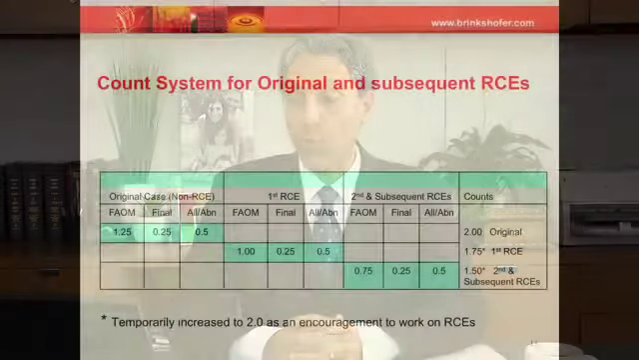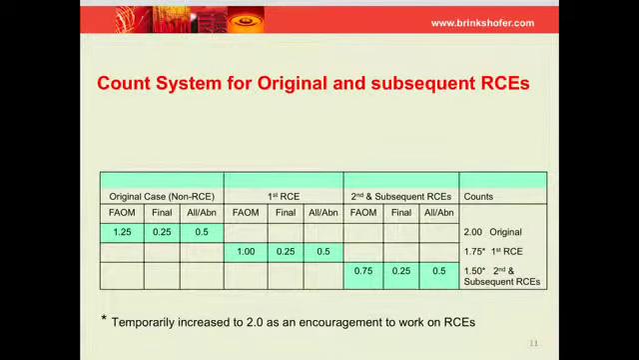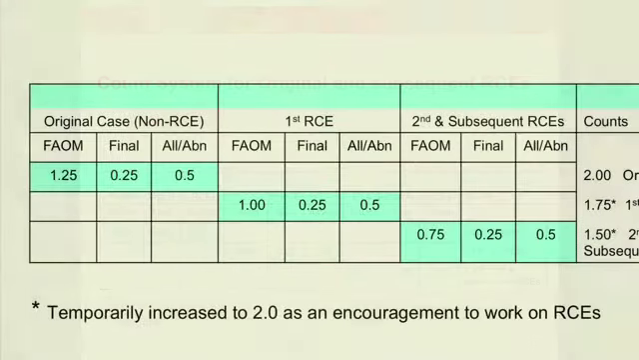So, to provide a new incentive for the examiners to pick up the RCEs, the Patent Office has temporarily increased the credit to 2.0 for first as well as second subsequent RCEs. If you look at the far left of that chart in slide 11, you'll see original case, non-RCE. The Patent Office has temporarily said, we will use this part of the chart for both non-RCEs as well as first and second subsequent RCEs.